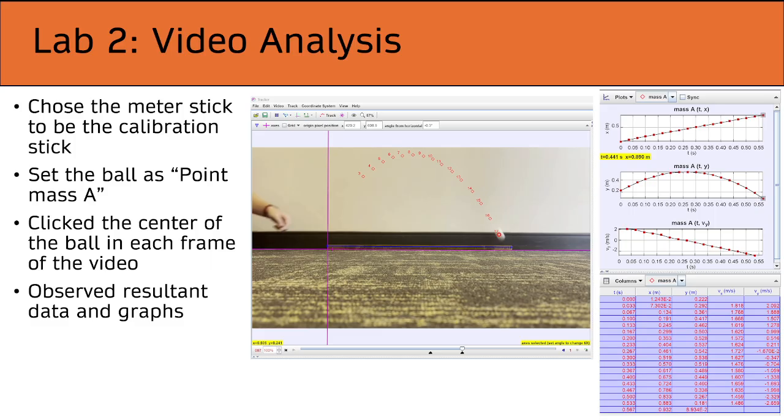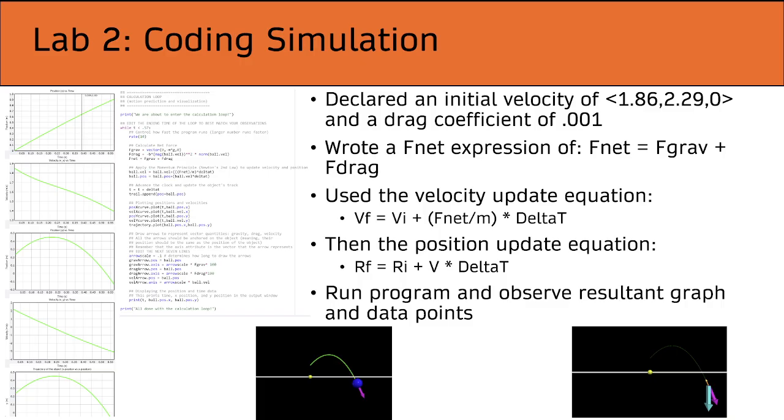that into Excel. I declared the initial velocity of the ball as 1.86 and 2.29, and a drag coefficient of 0.001 from just guessing and checking. Then I wrote an Fnet expression of Fnet is equal to Fgrav plus Fdrag, since drag is always negative. Then I used the velocity update equation of vf is equal to vi plus Fnet divided by m times delta t. And then the position update equation rf is equal to ri plus v times delta t.